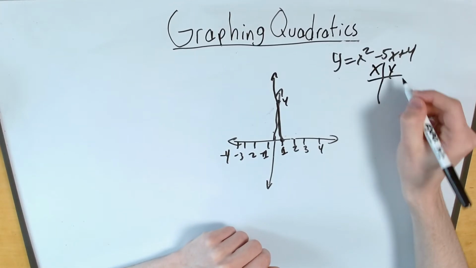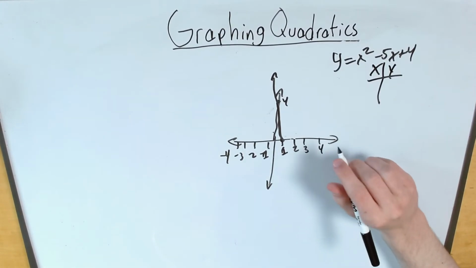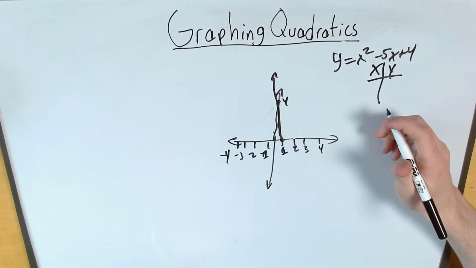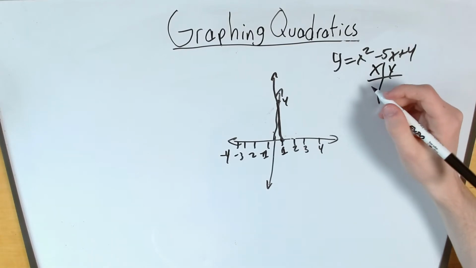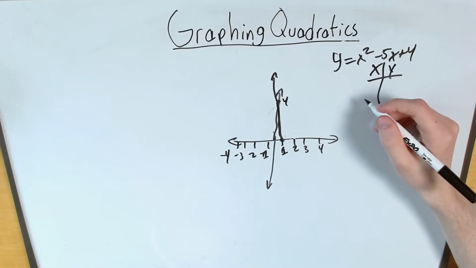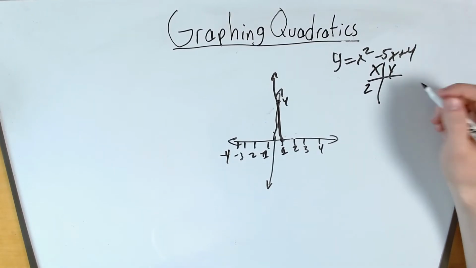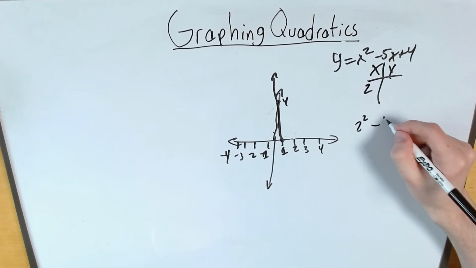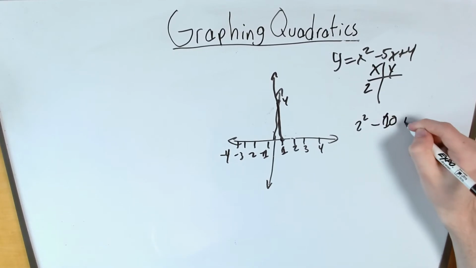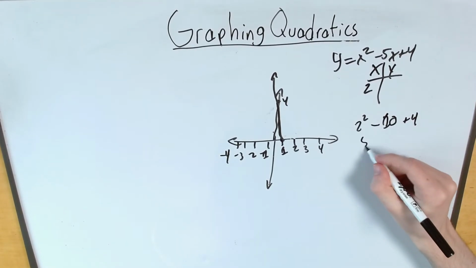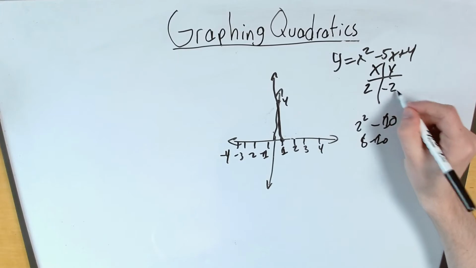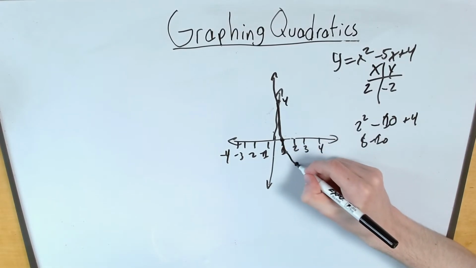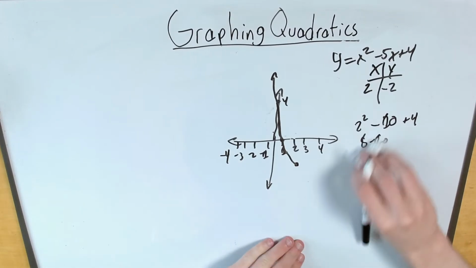Well, we're at 0 at 1. How far negative do we go? Let's try 2. Let's see what I'm at at 2. So 2 squared is 4 minus 5 times 2 is 10 plus 4, that's 8 minus 10, or negative 2. So at 2, I'm at negative 2. So I'm looking at something like this. Okay.